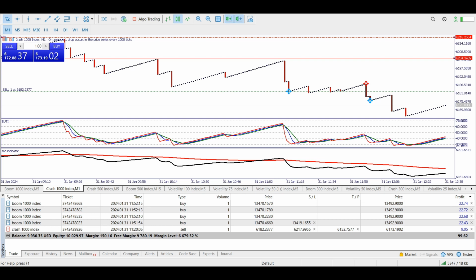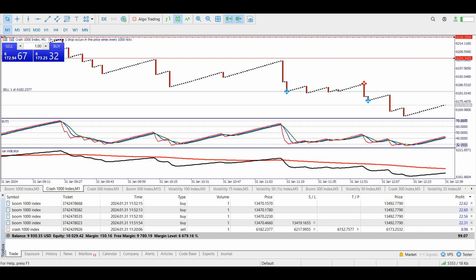So it is basically the same concept that you use even on synthetics and so forth. But on synthetics, we have a template that we've created for you. It's called synthetics. Use that one on synthetics, especially on the M1 time frame.